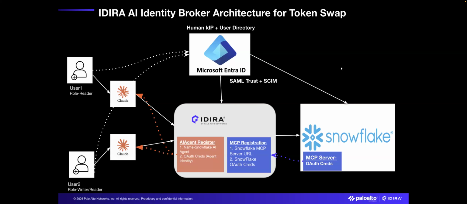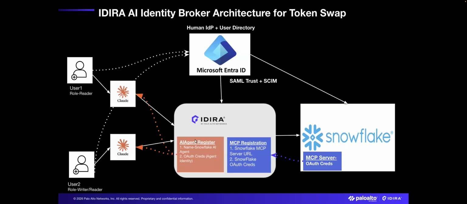In this short demonstration, what I did, I have created a Snowflake MCP server. As part of the MCP server creation, it provides me auth credentials. This was the first step. Whatever this MCP server URL and OAuth credentials I got, I came to IDIRA Identity Broker. So that's what I configured as part of my MCP registration process. That was the second step.